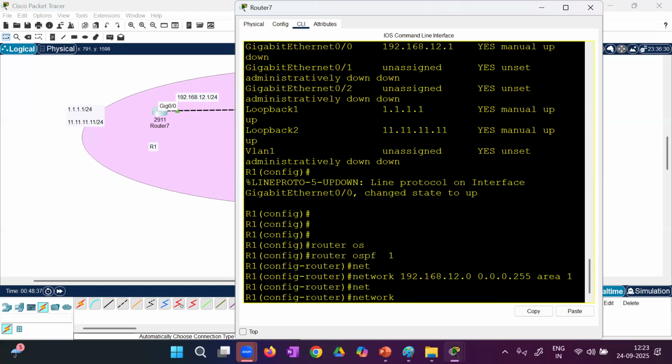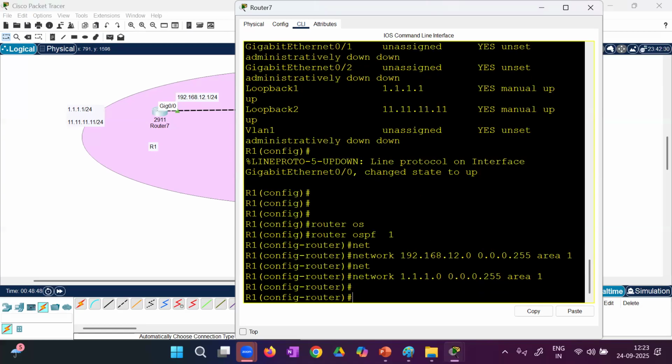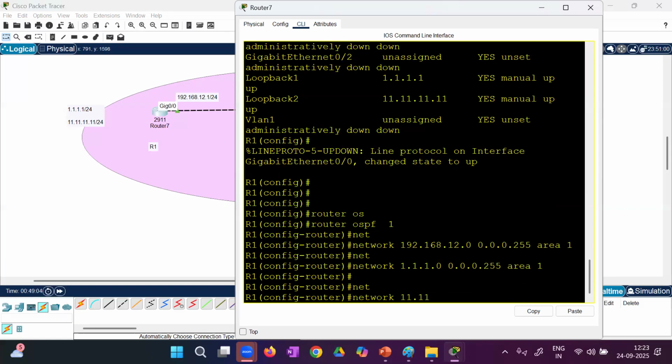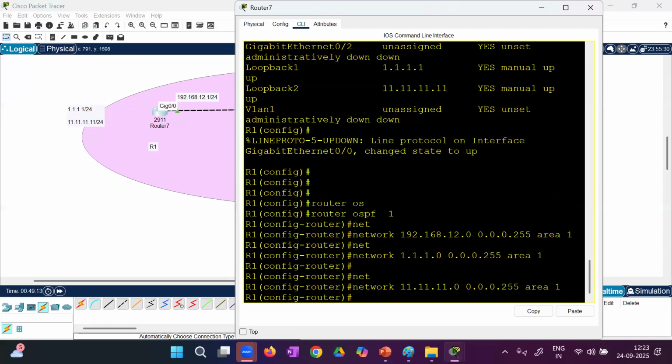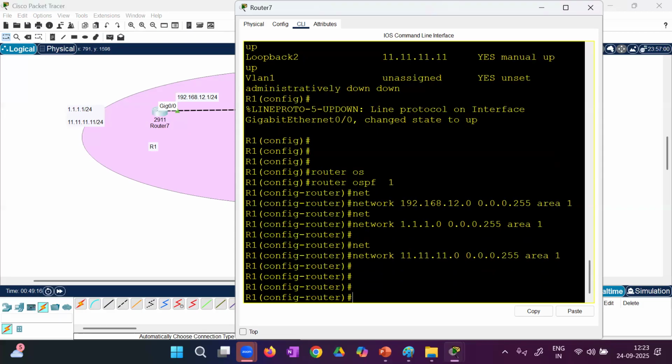Again, one more network, 1.1.1.0, 0.0.0.255 and area 1. Even if you put it into area 0, then also it will form the neighborship, because area 0 and area 1 can form. If you have two different areas and one is area 0, then communication will happen, no? Backbone area connectivity. Network 11.11.11.0, 0.0.0.255, area 1. Then given the commands.